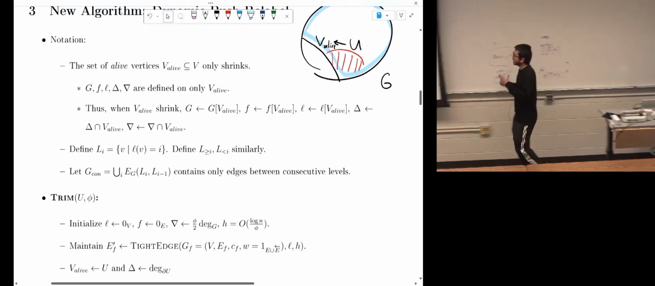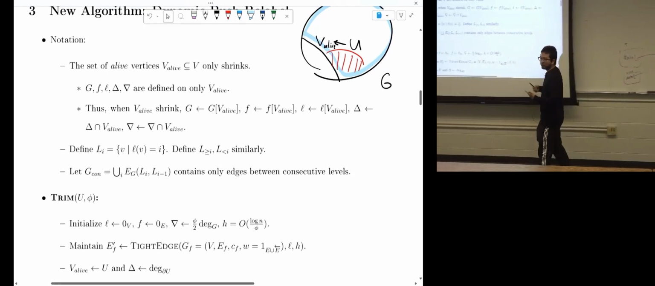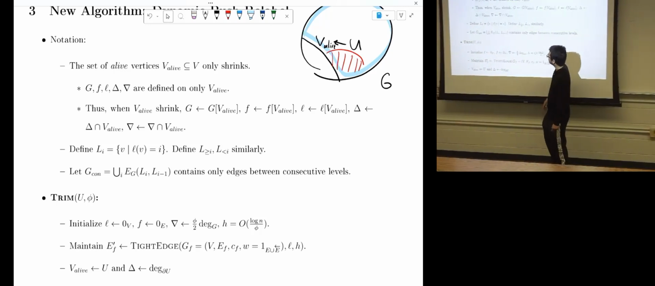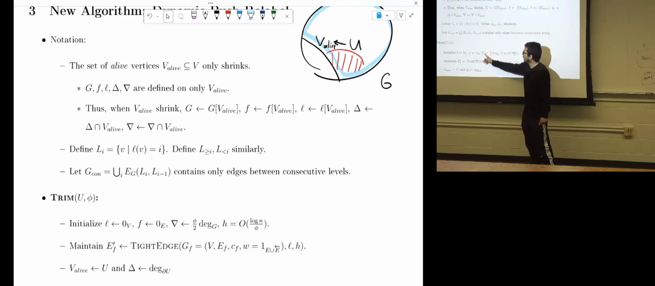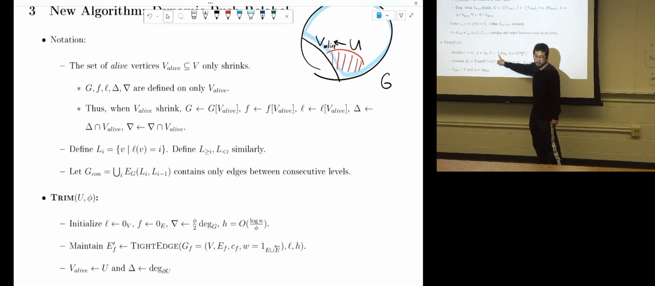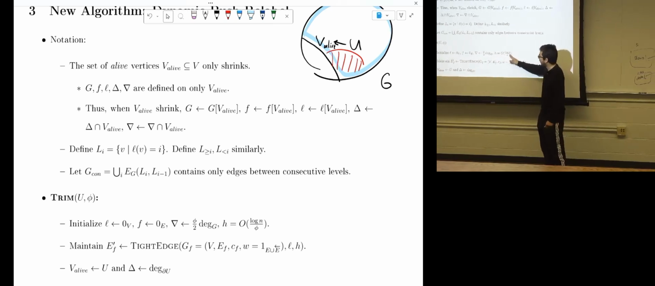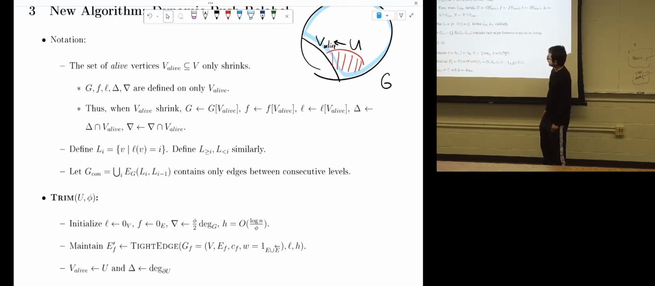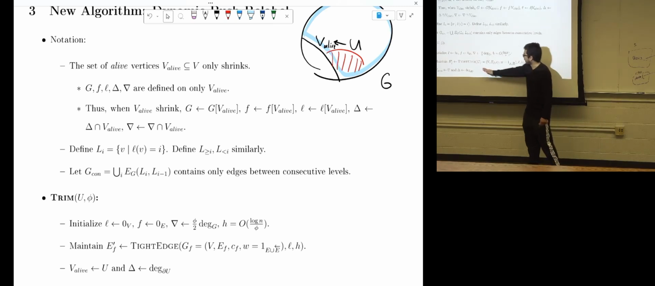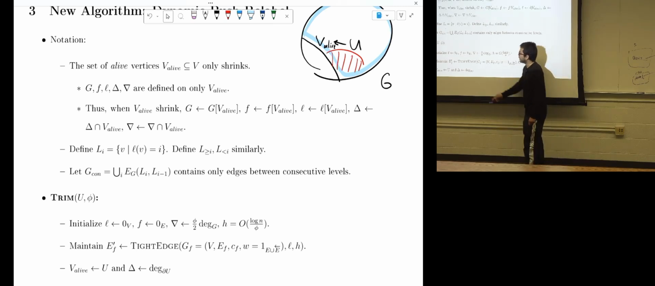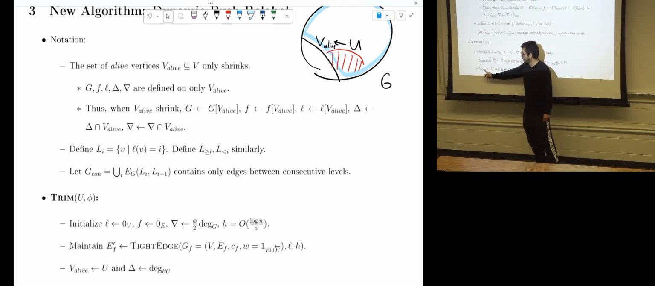We do something similar to when we do push-relabel. Initialize zero label, zero flow. The sink is just the degree scaled down by 5. Parameter h, like before, something like log n over 5. We have the type h data structure. This is just like last class. And now I'm just going to restrict my alive set to U.